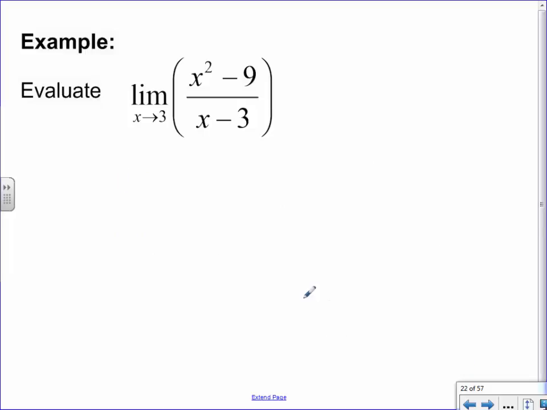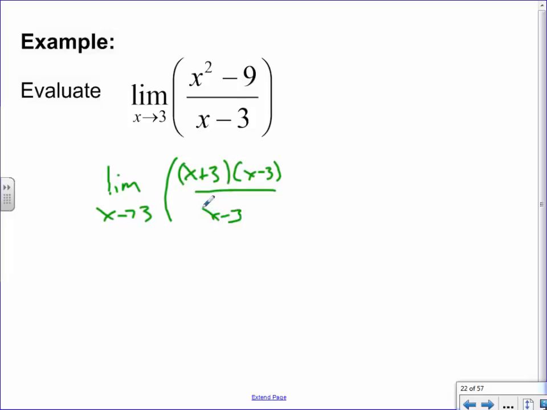Before I start applying my limit laws, I'm going to do this very purposefully. I'm going to do some factoring before I even get there. So before I apply my limit laws, hopefully you'll recognize that this is x plus 3 over x minus 3. Right? Because that's the difference of squares on top. Hopefully you're familiar with that. Well, then that can cancel, which means that now I have the limit as x approaches 3 for x plus 3.